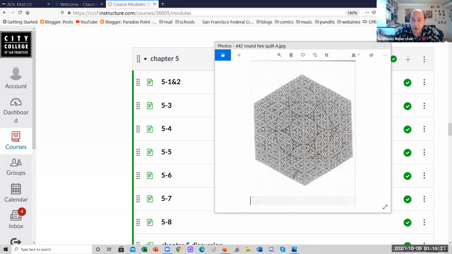Today's Zoom session has been brought to you by the Fractal Round Hex Quilt.